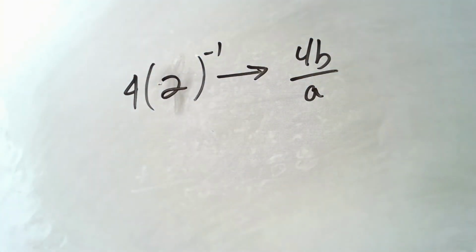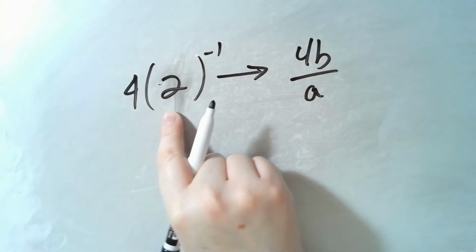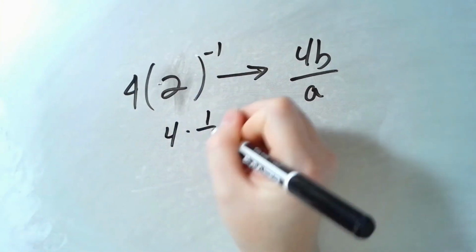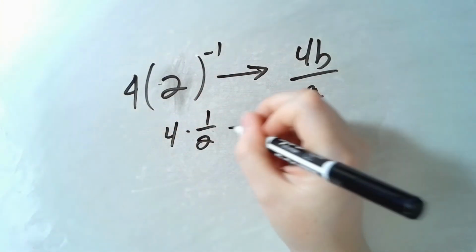So now all I have to do is do all of this to that 2. They tell us a over b equals 2, so I just do the things that I was doing to the a over b to the 2. So 2 to the negative 1 is a half, and 4 times a half is 2.